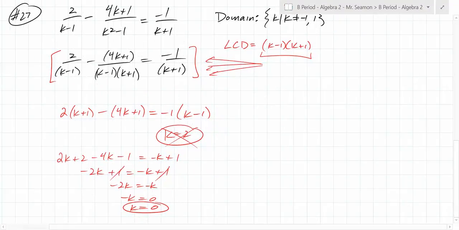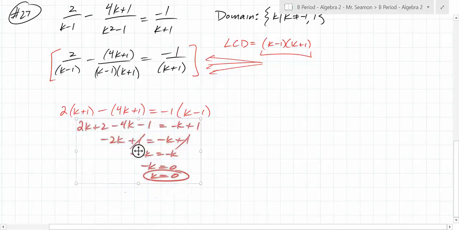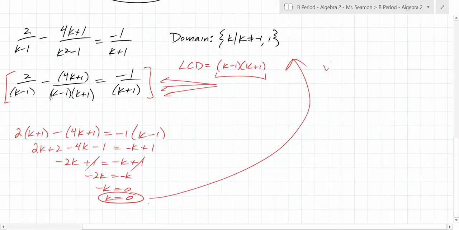Careful. So after you find that final answer, what do you check? You have to check two things. First thing you have to check is what? Is it in the domain? And guess what? It is. It is absolutely in the domain. Yup. In domain. And if you have time, you could check your answer by plugging it in. It does work. I'll guarantee you it does work.